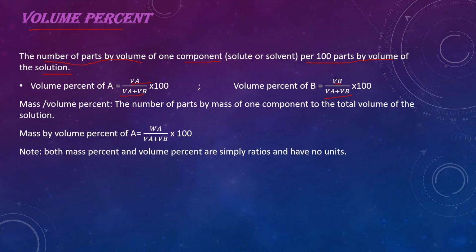फॉर एग्जाम्पल सपोज वी हैव अ सॉलिड A dissolved in a liquid, that is B. So what is the mass by volume percent of A? So mass by volume percent of A is equal to mass of A divided by volume of A and B, means the total volume of the solution, into 100. Now both mass percent and volume percent are simply ratio and they have no unit, remember this thing.